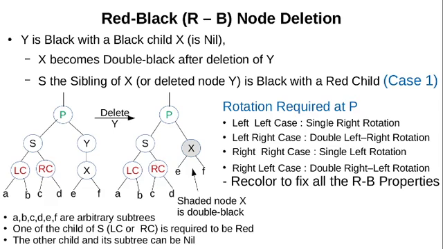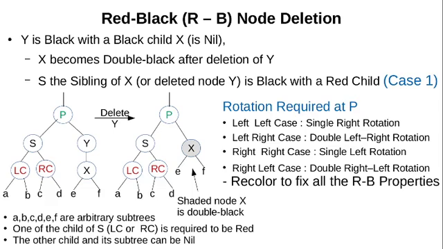Node P is the parent of the double black node X and its sibling S. A, B, C, D, E, F are arbitrary subtrees. It is to emphasize that the tree satisfies all the red-black properties before the deletion of node Y.